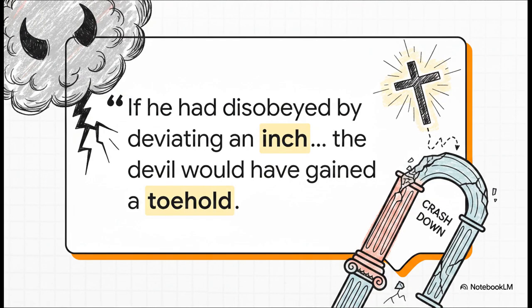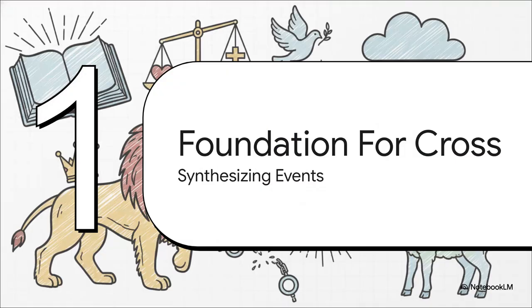Theologian John Stott summarizes the extreme stakes of this earthly life perfectly. He notes that if Jesus had disobeyed by deviating even an inch from God's will, the devil would have gained a toehold and totally frustrated the plan of salvation. Think about that. Just a millimeter of deviation, a single fleeting moment of internal selfishness would have brought the entire theological architecture crashing down.